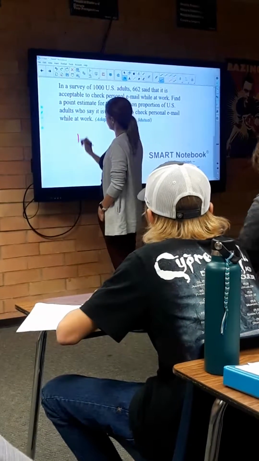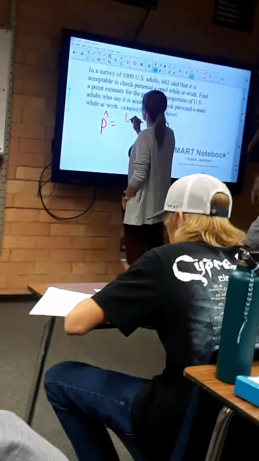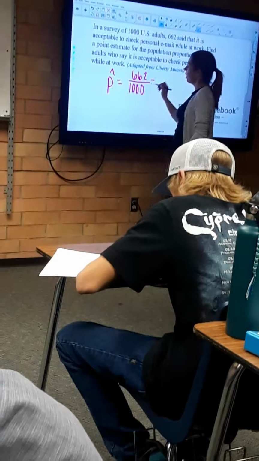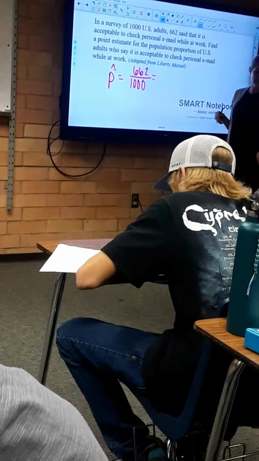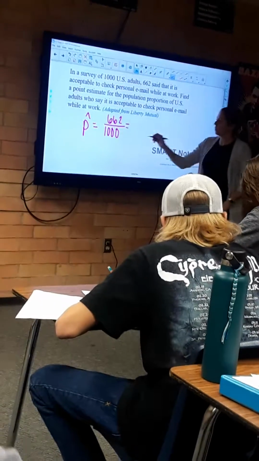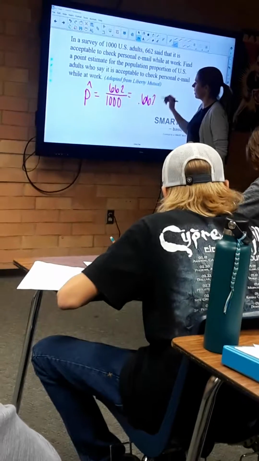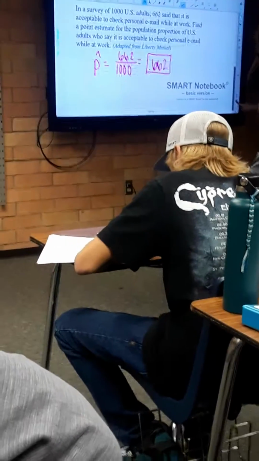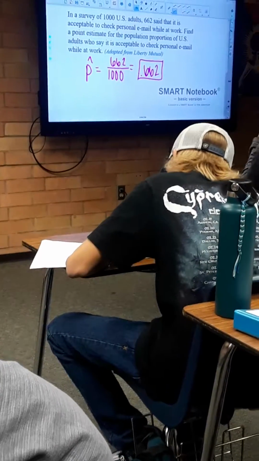So this is pretty easy, okay? It's the probability of successes, so it's 662 over 1,000, because that was the total number of people surveyed. So what would that equal? 0.662, and that is your point estimate. So that is the p hat. That's all you have to do.